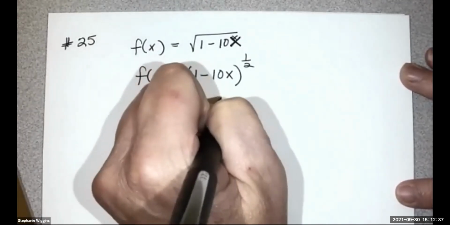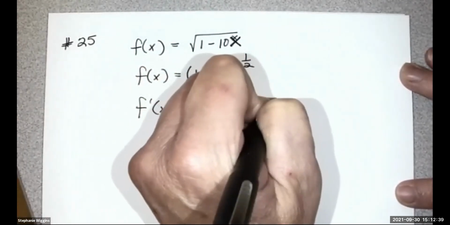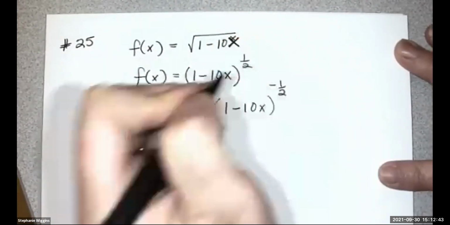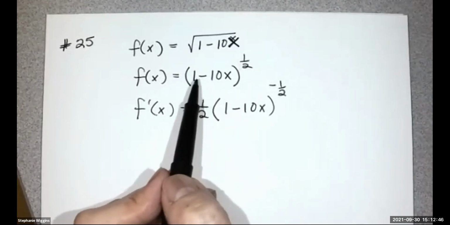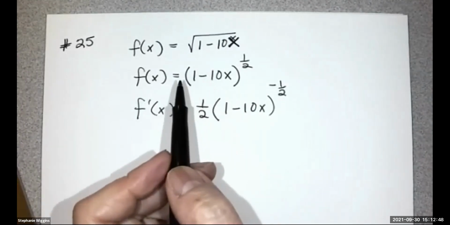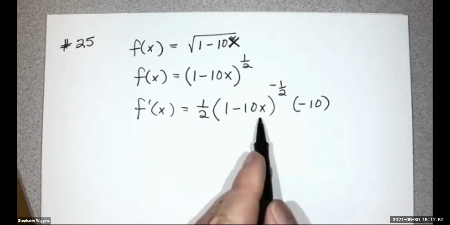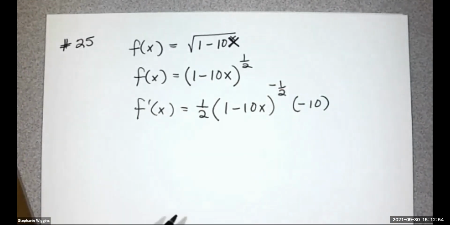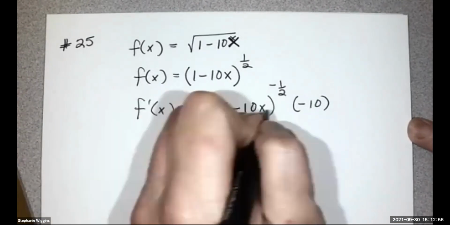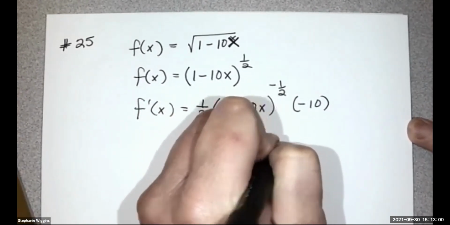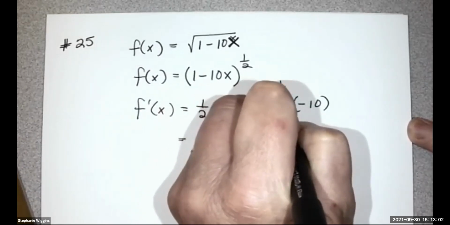The 1/2 comes out front. 1 minus 10x. You subtract 1 from 1/2 to get -1/2, and then you multiply by the derivative of the inside. So that's going to be times negative 10 because that's the derivative of this inside function. So when we simplify that, 1/2 times negative 10 is negative 5, 1 minus 10x to the negative 1/2.